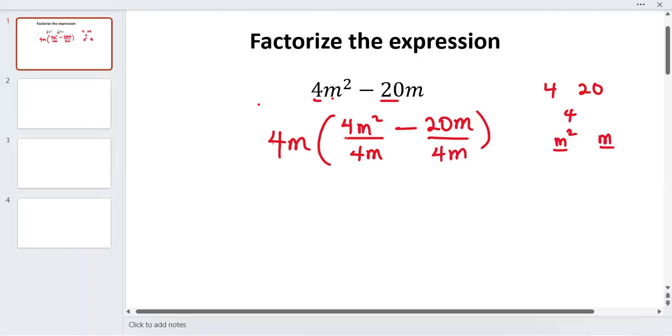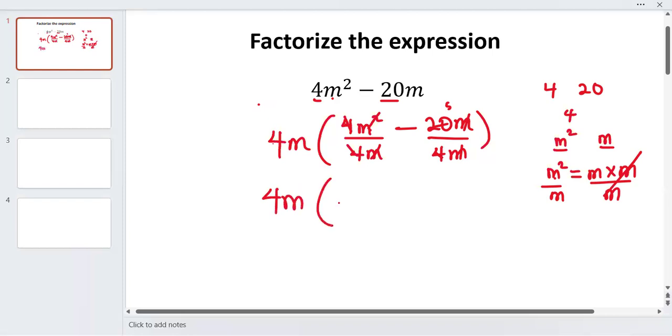So 4 can cancel 4, and one of this m will be cancelled. Because I'm having m squared, and we know that m squared means m times m. So if I have m squared over m, that means this will be divided by m. This will cancel, so I'm left with 1m. So I come to this other side, m is cancelling m, and 4 in 20 is 5. So I'm left with 4m into m minus 5. And that is an interesting way of factorizing expressions.